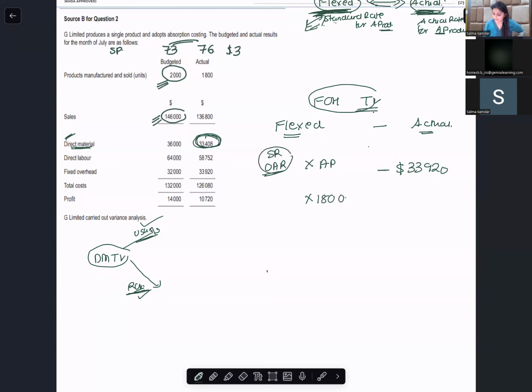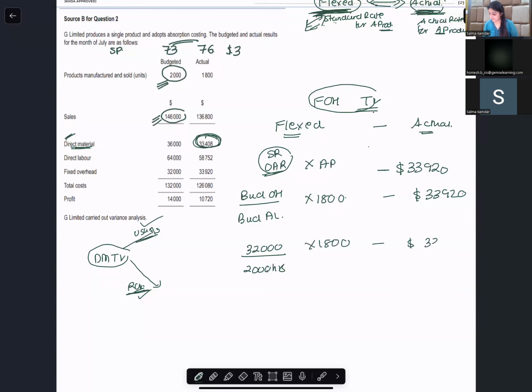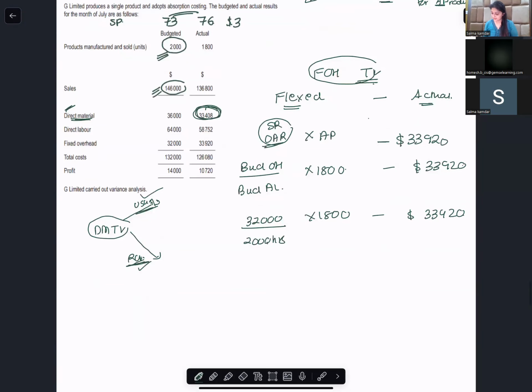How do you get the OAR? 32,000 divided by 2,000. Budgeted overheads divided by the budgeted activity level. What is your budgeted overheads? 32,000. Budgeted activity level, 2,000. So how much is your OAR? It is $16. Multiply by 1,800 units.